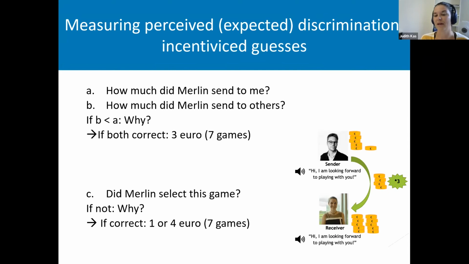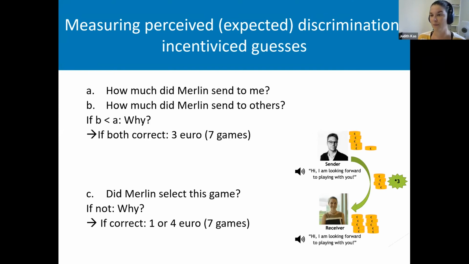And we ask them, okay, how much do you think this respondent sent to you? So in this case, how much do you think Merlin sent to me? And how much do you think Merlin sent to others? So how much do you think this person sent to all others? And if there's a difference between the two, so if the respondents think that the other person sends more to others than to themselves, we'll ask them, okay, why do you think that is?